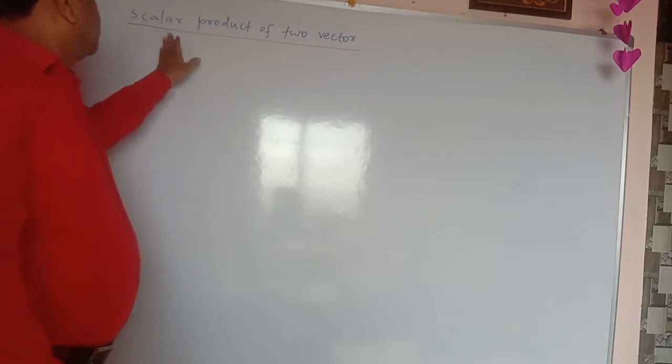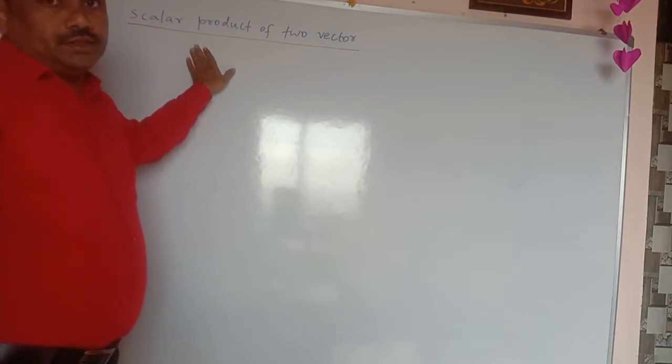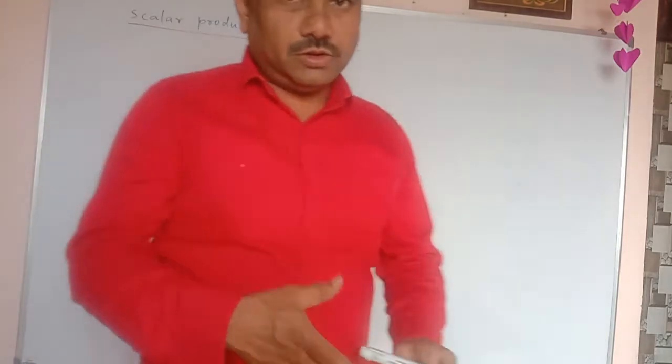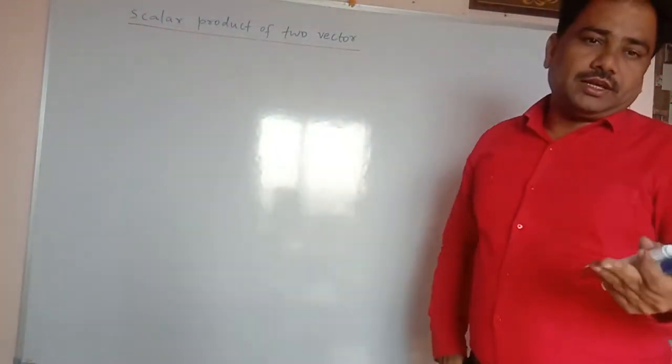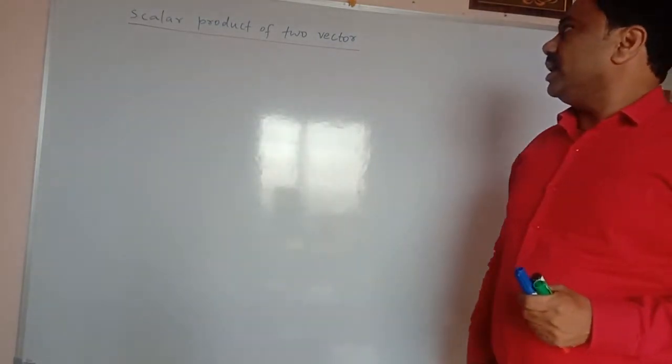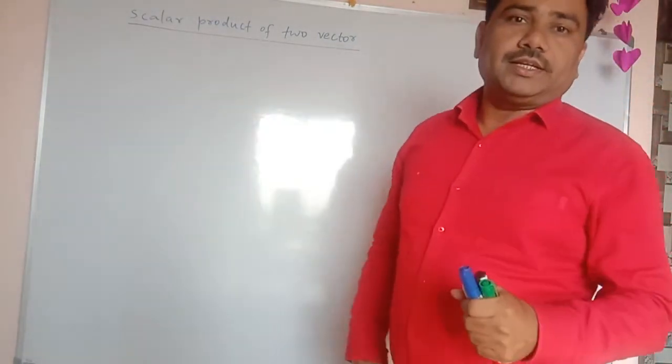Today's topic is the scalar product of two vectors. This scalar product is also called the dot product. Let us discuss in detail what the scalar product and dot product are, and explain their characteristics.